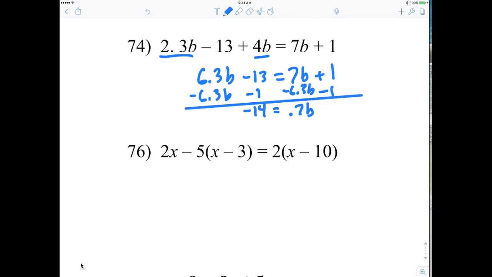All right, and now what? Divide by 0.7. All right, now I'm going to blow this up over here. Negative 14 divided by 0.7. I would want you to know that's the same as what? 140 divided by 7. Does everybody remember the decimals on that? Dividing by 0.7, move the decimal over. Everybody happy? So that ends up being B is what?